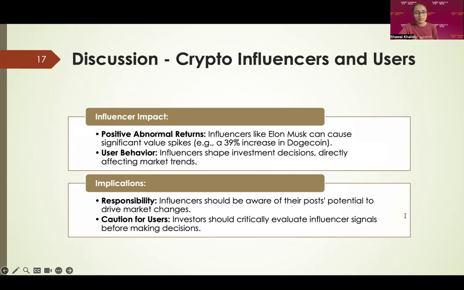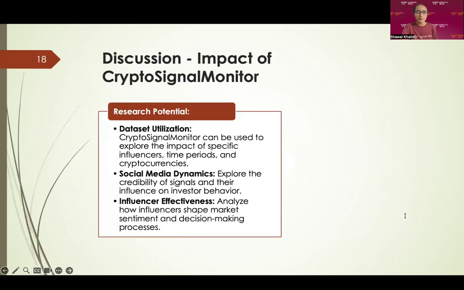And then some implications for us. As influencers, the responsibility should be to be aware of their impact. One post can cause significant market changes, so they should think very carefully about their message, about their signal on any social media. And there is also a caution for users. Investors should be cautious with influencer signals. It's important to critically assess the information and weigh the risk before acting on it.